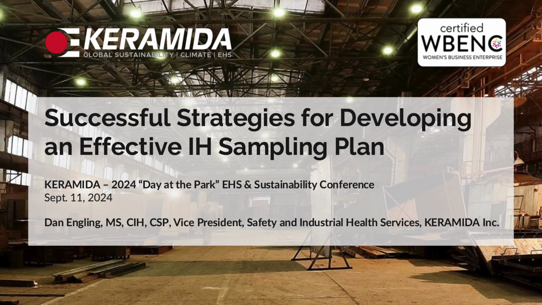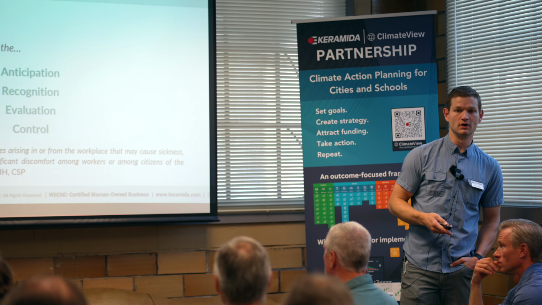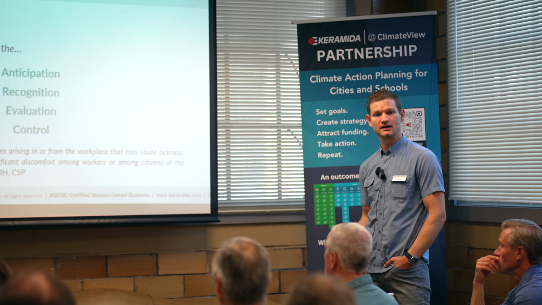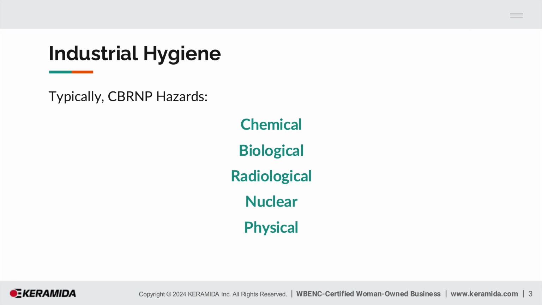All right, so industrial hygiene is the science and art devoted to what we could say is the anticipation, recognition, evaluation, and control of those environmental factors or stresses arising from the workplace that may cause sickness or degradation of your well-being in one way, shape, or form, and that of the community. So I like this definition. It typically covers what we call CBRN. I put P on the end for physical: chemical, biological, radiological, nuclear, and physical.